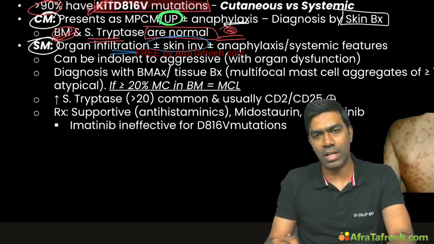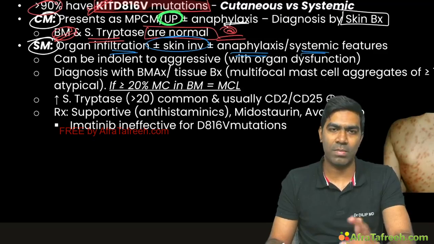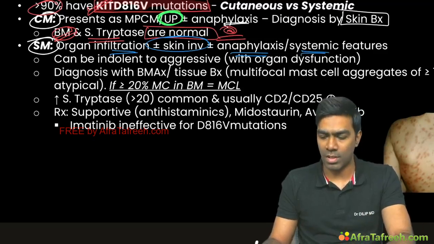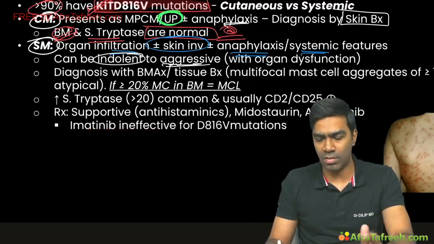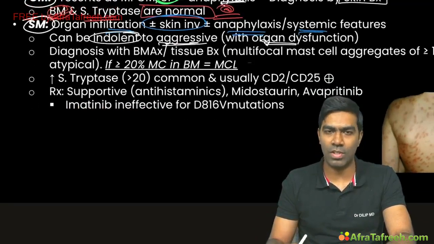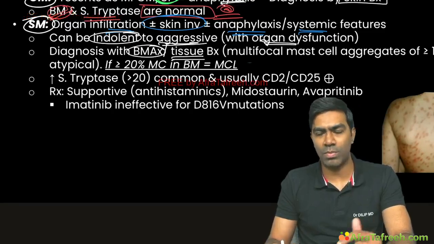Plus or minus, of course, they can have skin involvement and urticaria pigmentosa. Plus or minus, they can have frequent episodes of anaphylaxis. Plus, more importantly, they'll have systemic features because of systemic involvement. Systemic mastocytosis can be either indolent or very aggressive, which can present with severe organ dysfunction. And diagnosis will be done with either bone marrow aspiration or tissue biopsy.